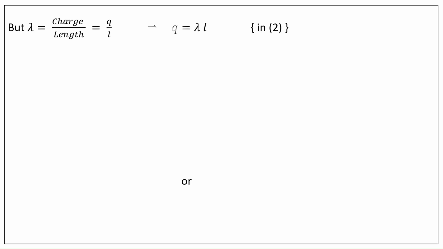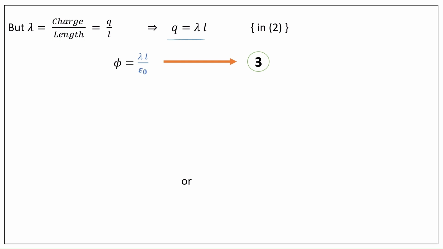But lambda is equal to charge by length, that is equal to Q by L. On equating, Q is equal to lambda L. Substitute in equation 2, we get phi is equal to lambda L by epsilon naught.